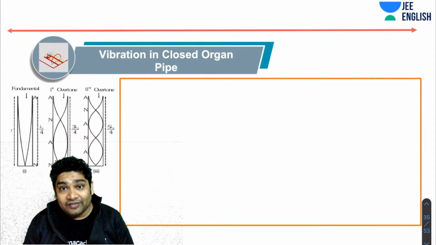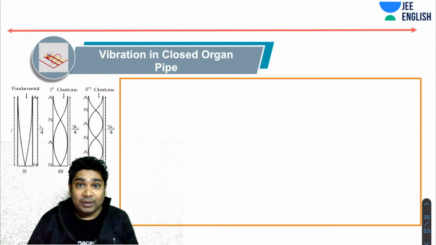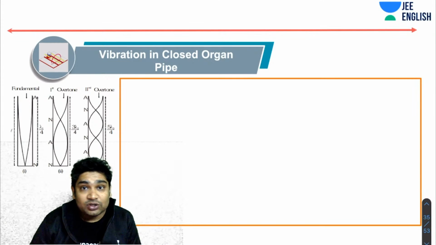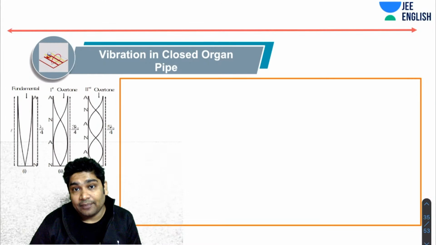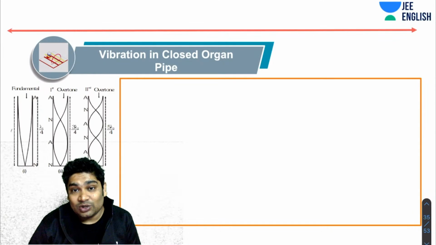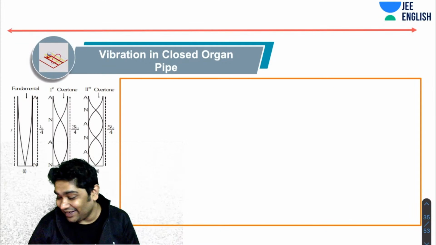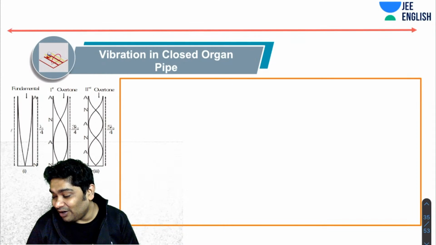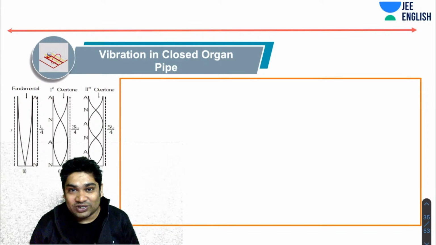Now we will talk about vibrations in a closed organ pipe. When I say closed organ pipe, we usually mean that one end is closed. If both the ends are closed, then you usually cannot create waves in it. So we talk about a closed organ pipe, which looks something like this.